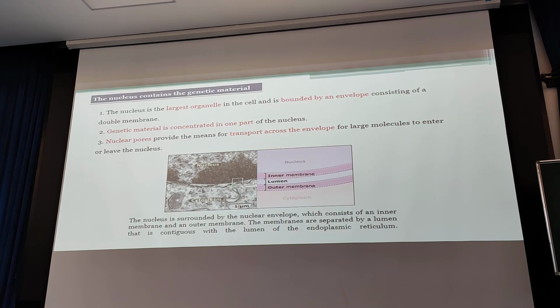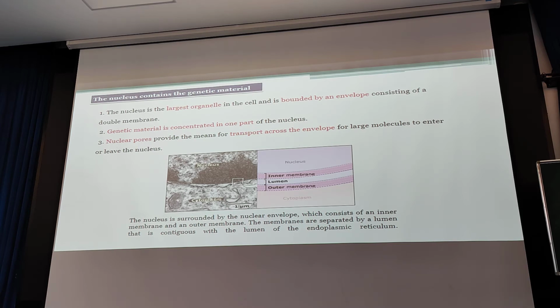So we move to the second important part. We have the nucleus. I will go very fast because we have another lesson about the nucleus. The nucleus contains the genetic material and is the largest organelle in the cell. This is not really true for plant cells, because in most plant cells the biggest organelle is the vacuole. But in the general case, the nucleus is the largest organelle in the cell.